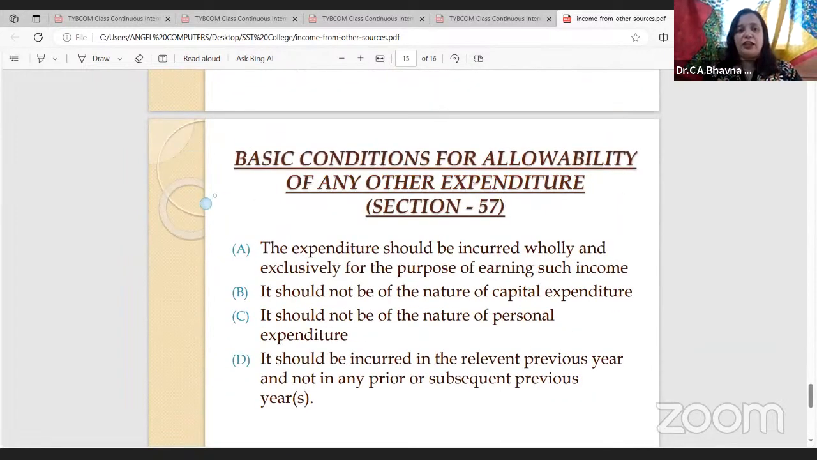If you receive any family pension, whoever is receiving this family pension, a deduction would be allowed. What deduction would be allowed? 1/3 of the family pension or rupees 15,000, whichever is less, is allowed as a deduction. This is the last, fifth source.